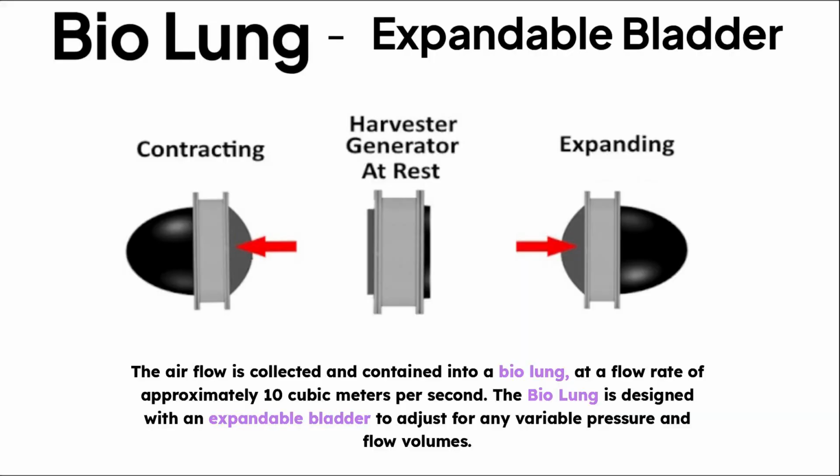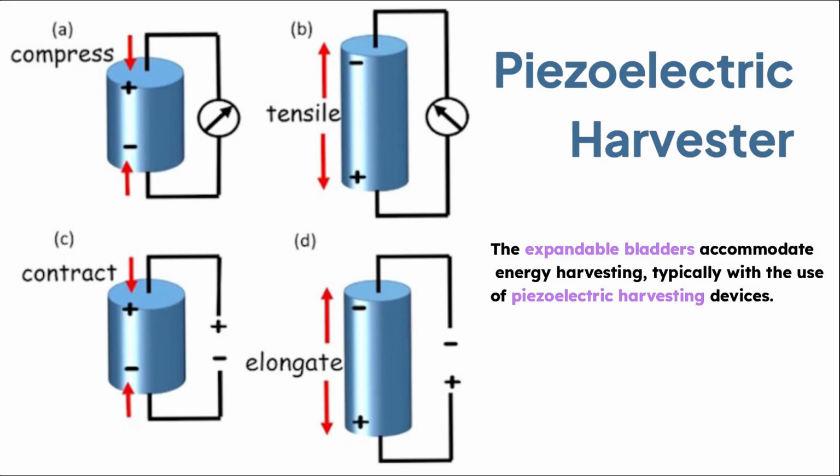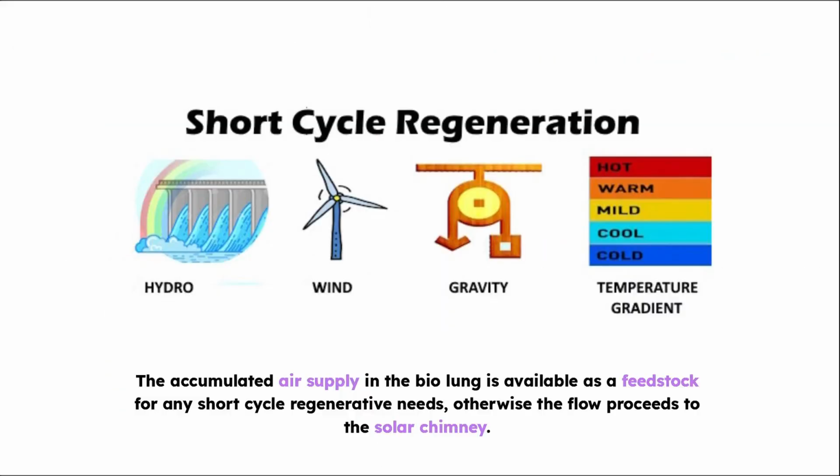The air flow is collected and contained into a bio-lung, at a flow rate of approximately 10 cubic meters per second. The bio-lung is designed with an expandable bladder to adjust for any variable pressure and flow volumes. The expandable bladders accommodate energy harvesting, typically with the use of piezoelectric harvesting devices. The accumulated air supply in the bio-lung is available as a feedstock for any short-cycle regenerative needs, otherwise the flow proceeds to the solar chimney.